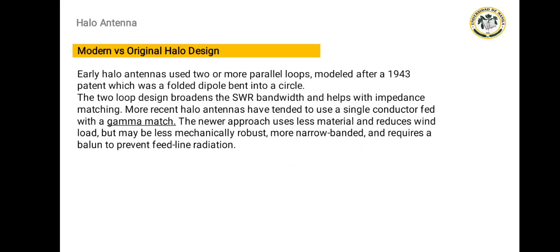Next one is modern versus original halo design. Early halo antennas used two or more parallel loops, modeled after a 1943 patent which was a folded dipole bent into a circle. The two-loop design broadens the SWR bandwidth and helps with impedance matching. More recent halo antennas have tended to use a single conductor fed with a gamma match.